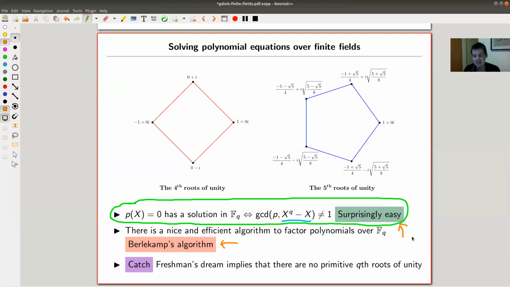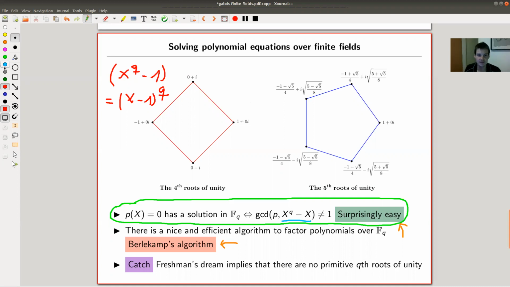Anyway, there's a slight catch. What I just told you doesn't imply that you can write down a nice formula for a general degree n polynomial equation over finite fields. Basically because over a finite field, you still have the freshman's dream, and the freshman's dream implies the following funny equation. x to the q minus 1 is actually the same as x minus 1 to the q, right? That's the freshman's dream. In particular, there are no non-trivial roots of unity.